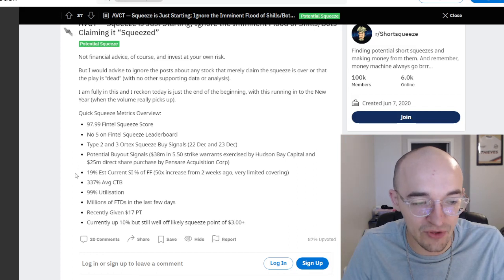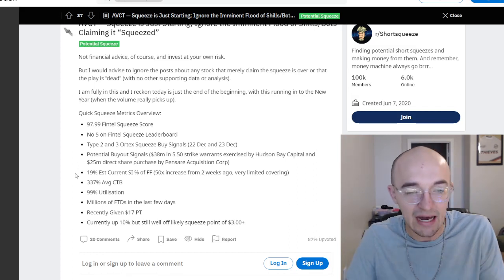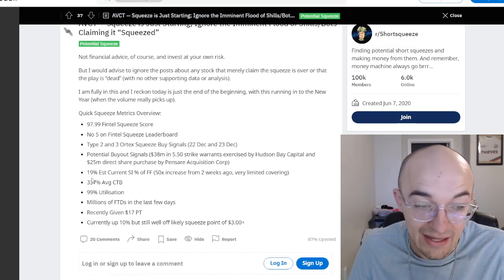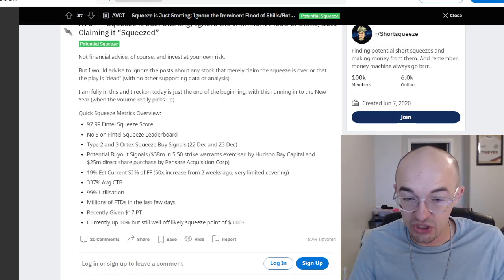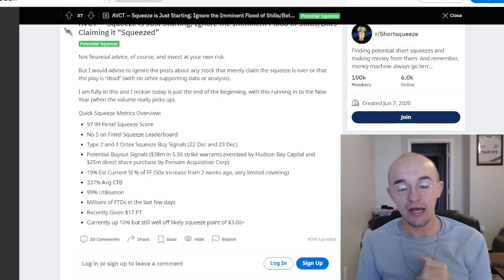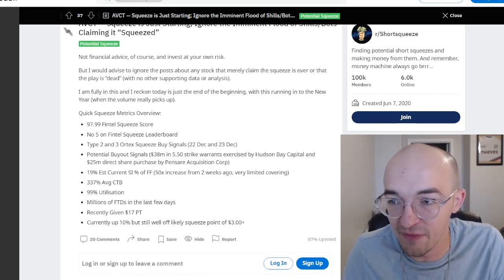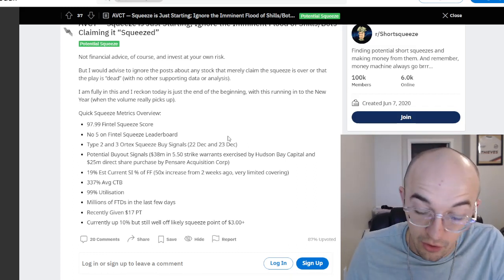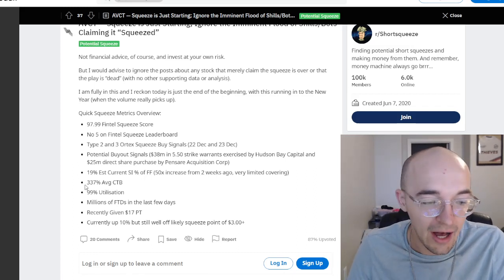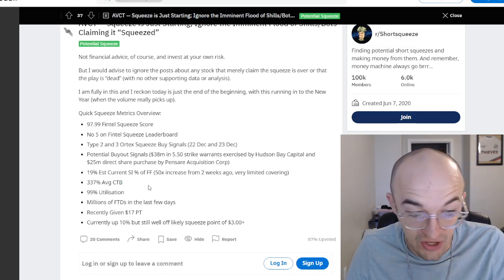Then a 19% estimated current short interest percentage of the free float, a 50x increase from 2 weeks ago. Very limited covering, which again, once those shorts start covering, that's when we see that explosive action. So if they still haven't covered, then there's still potential. There's still meat on the bone, and that's what he's trying to hammer home here. If you think this is a short squeeze play, that could be very, very exciting for you. 337% average cost to borrow, 99% utilization.